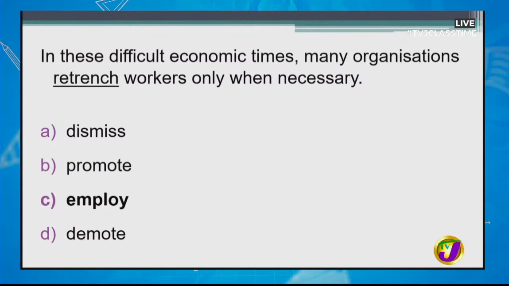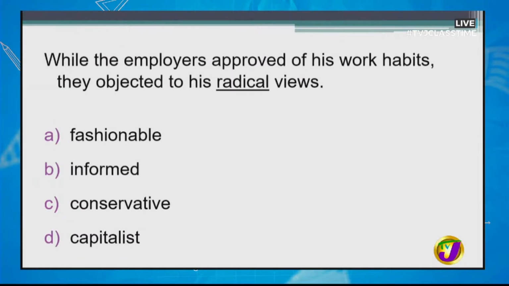All right, next sentence. While the employers approved of his work habits, they objected to his radical views. Looking at radical. What does radical mean? And then once you are clear as to what radical means, then you have to think of which of these words says the opposite. So they objected to his radical views. So this would be something that they are not encouraging. Therefore, what would they encourage? What type of views would they encourage?